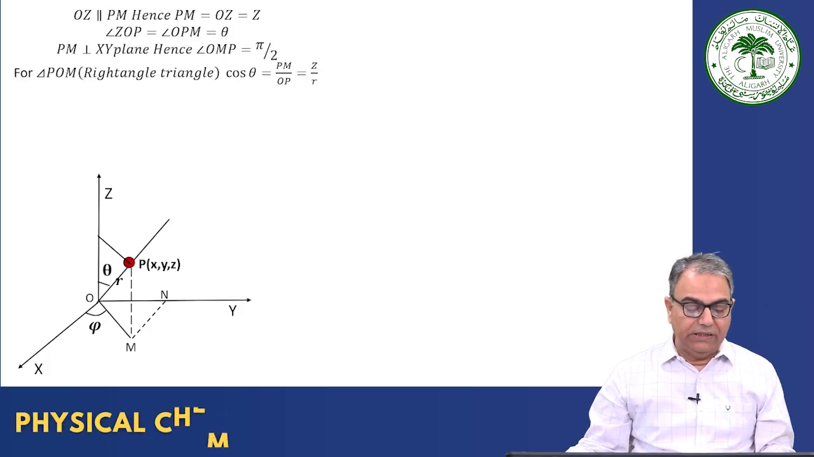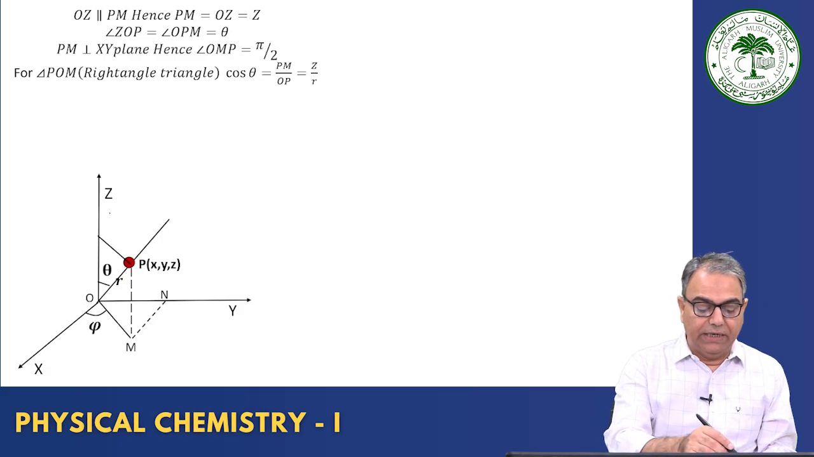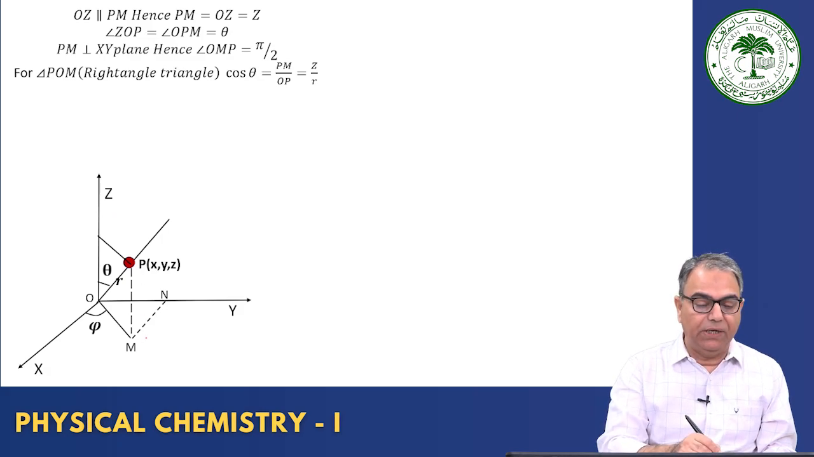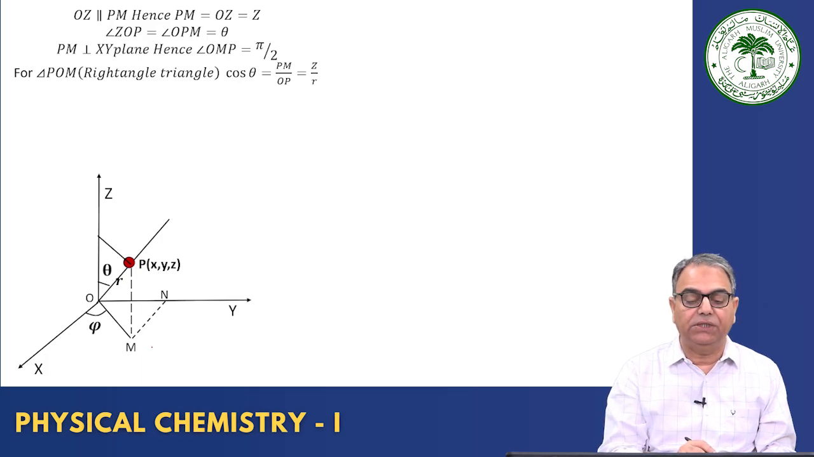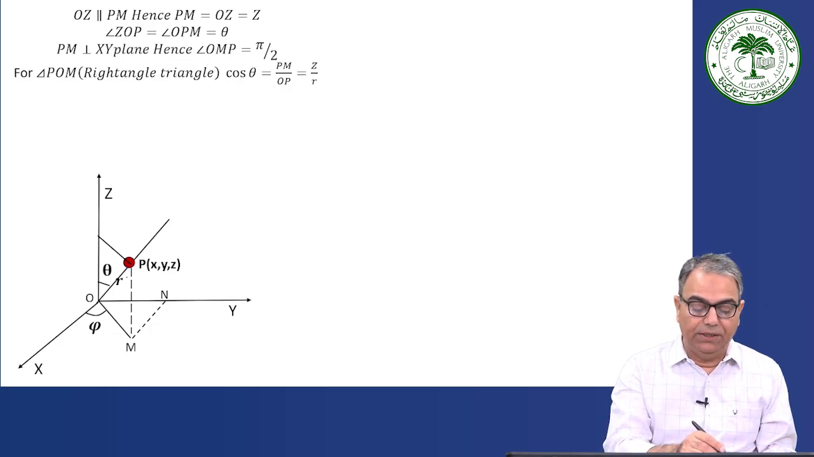So if you look at this picture, you see OZ and PM are parallel to each other. Since they are parallel, we denote PM is equal to OZ is equal to Z, because it is along the Z axis. Now see, angle ZOP is actually the theta angle.